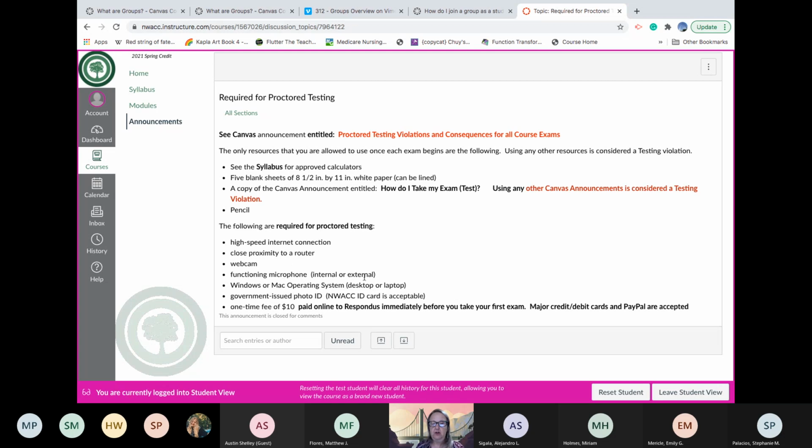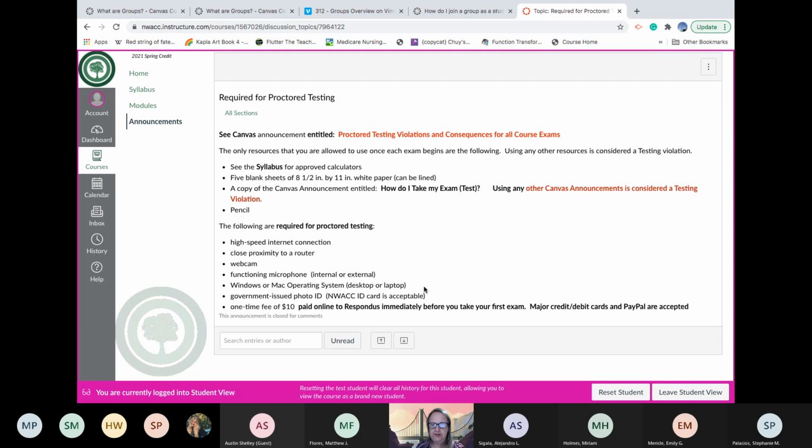Functioning microphone, internal or external, and that must be on. If anybody were to walk into the room and I could hear what they say, it's not necessarily a violation. If you've got a sick kiddo that comes in the room, I'm not going to call that a testing violation. I've got 2 girls at home, and I know how important my children are to me, and I would want them to come in if they started running a fever or something. So it's not that I'm looking for that. I'm just saying it's important to have your mic on. It's required.